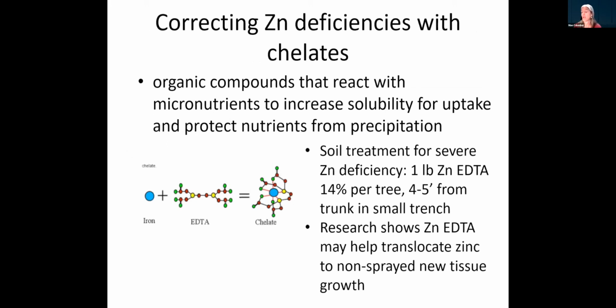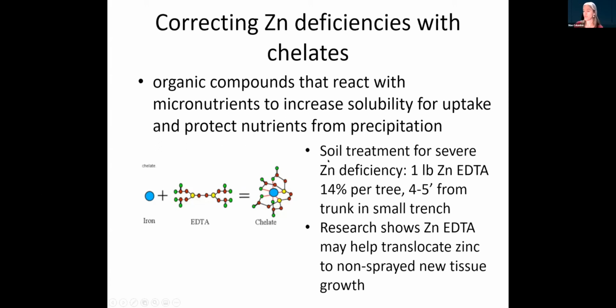So chelates are organic compounds that react with micronutrients to increase their solubility, and what they do is they sort of form a ring. So in this illustration here, if you have an iron cation, the EDTA is a compound of two molecules that effectively surrounds and protects this nutrient from precipitation. So in a high pH environment, the chelates protect the nutrient from precipitating out.